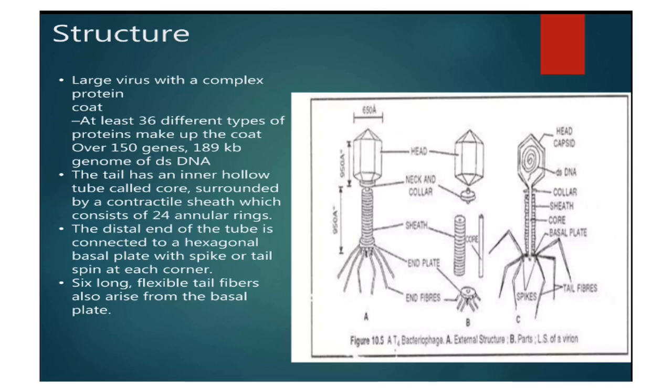The tail has an inner hollow tube called core. You can see in the picture. It is surrounded by a contractile sheath which consists of 24 annular rings. The distal end of the tube is connected to a hexagonal base plate with spikes or tail spines at each corner. Six long, flexible tail fibers also arise from the base plate. The head is a capsid.